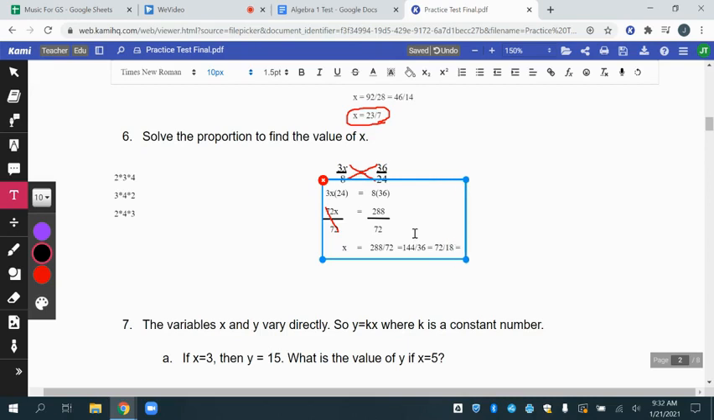Still not there. Okay, 72 divided by 18. Let's see. No, we're going to do half of that. So we're going to end up with 36 and 9. Hey, what's 36 divided by 9?